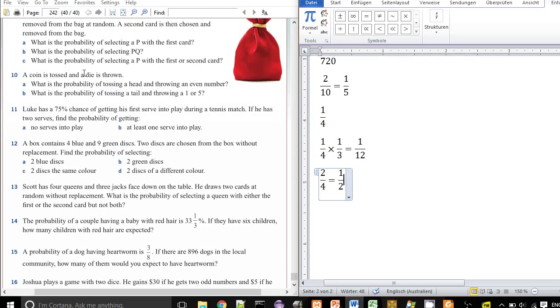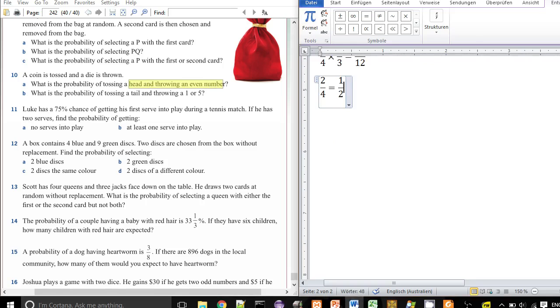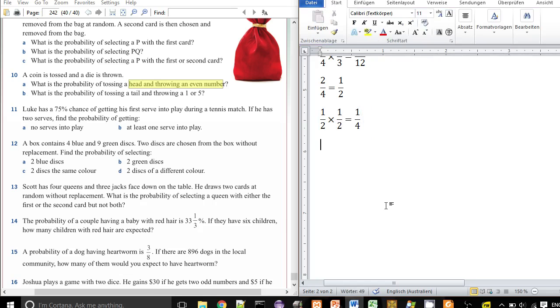A coin is tossed and a die is thrown. Okay, like the example I showed you at the start. Oh, okay, that's exactly what I asked. A head, so we just multiply these probabilities. Chance of getting a head is a half. The chance of getting an even number on a die is a half, 3 out of 6. And that equals a quarter.